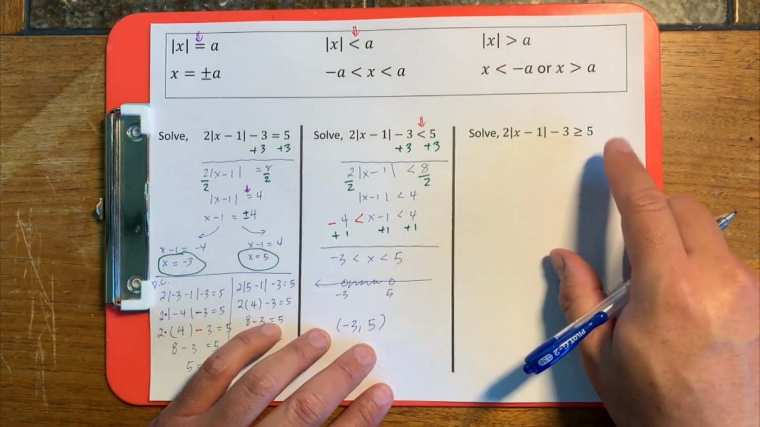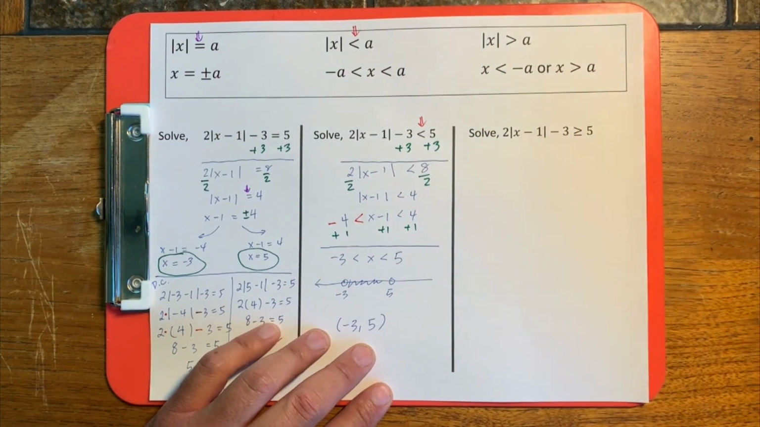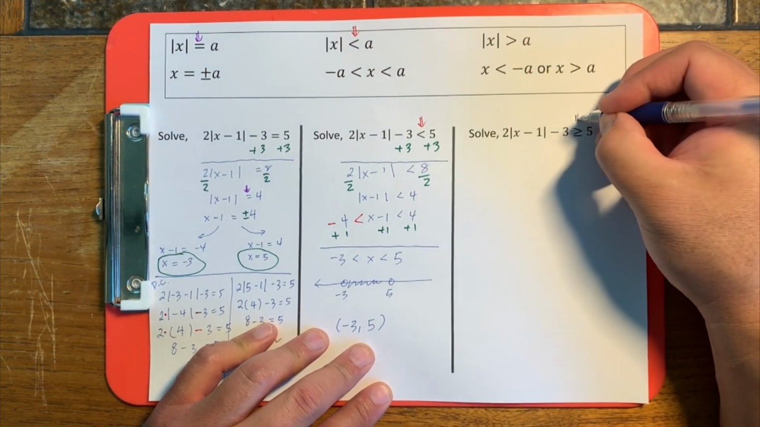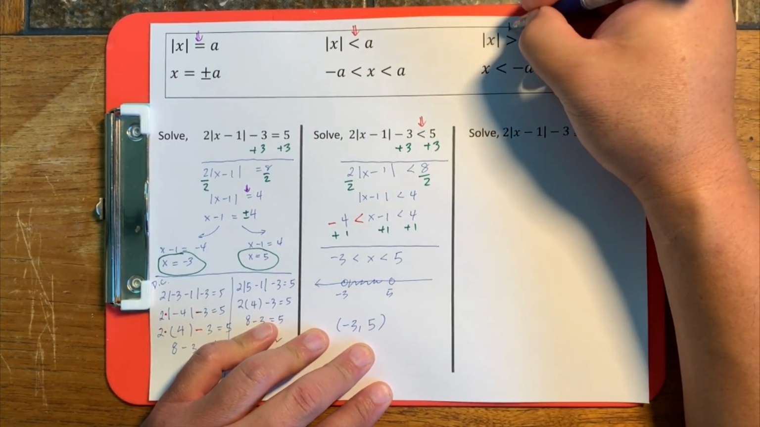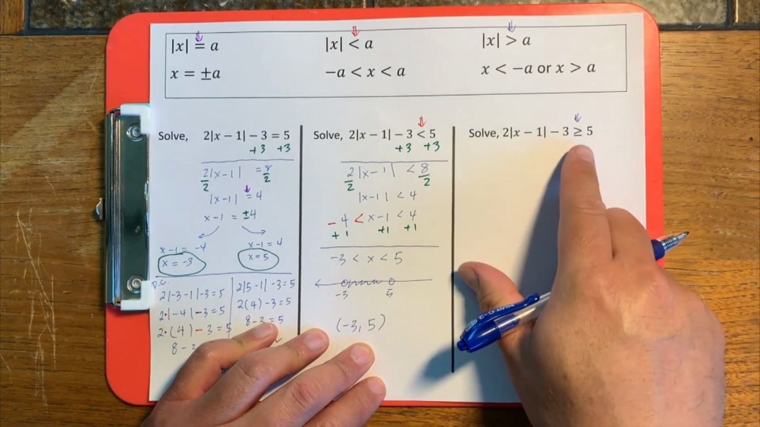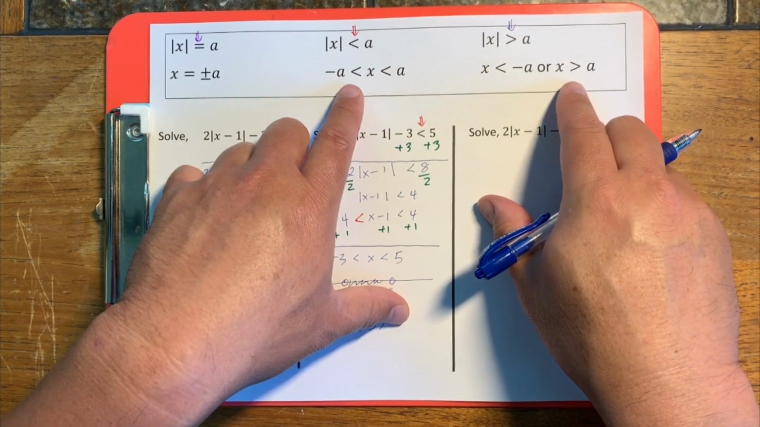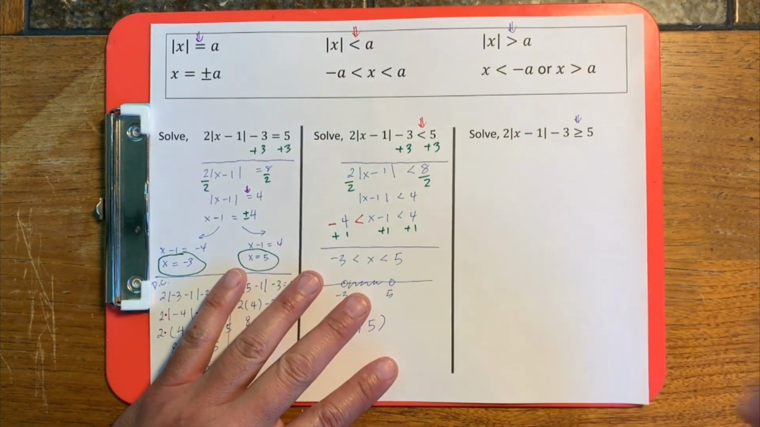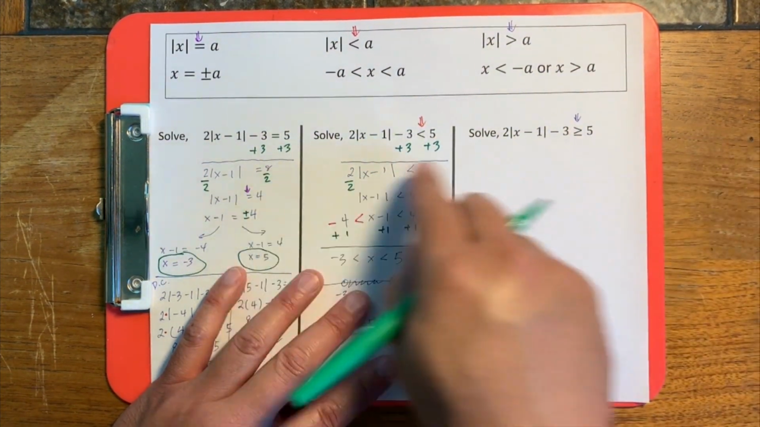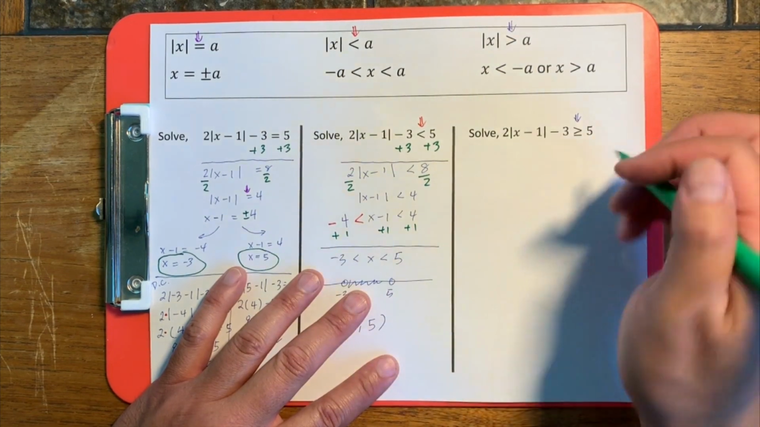Okay, now let's do the greater than rule. So over here, we have a greater than or equal. So we'll use the greater than rule. Just know that whether it's greater than or equal or less than or equal, you still use the same rules up here. Okay. Now, let's do the same thing that we've done before. Let's isolate the absolute value.